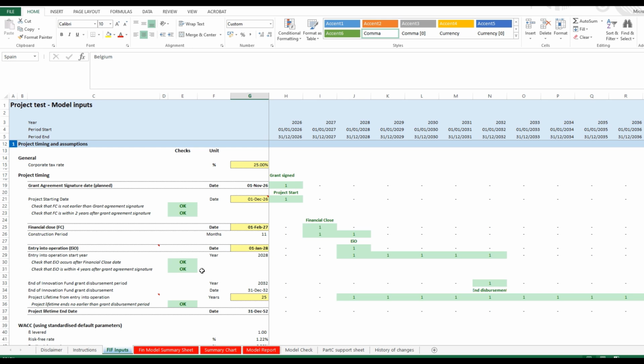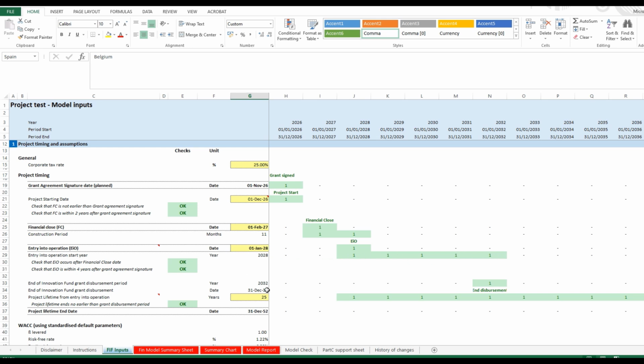Next, specify the operational lifetime of your project. This is the entire period during which your project will function and operate. Note that the operational lifetime is not the same as the project duration, which refers to the period during which the project benefits from Innovation Fund support.